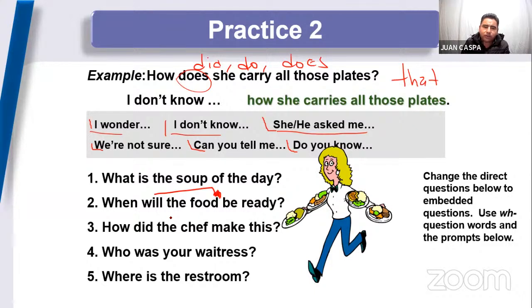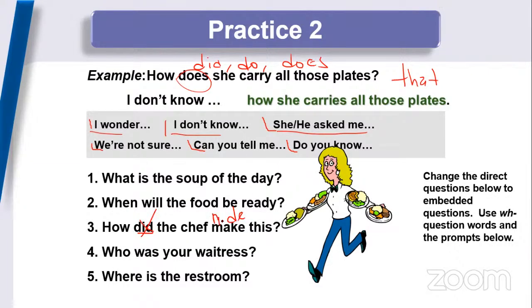How about number three? Ernesto? Number three is wrong, teacher. But we don't use did. Yes, but how can you use it in an embedded question? You can use the same, but you don't have to use did in the embedded question. I wonder how the chef made this. Yes, made, right? Because we are talking about did, we don't use did, and we're going to say made. Yes, how the chef made this.